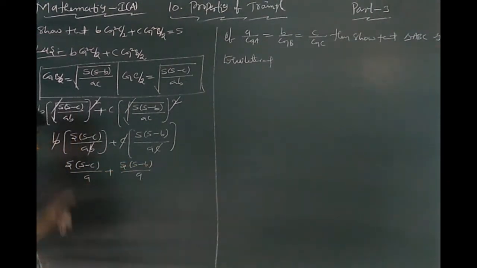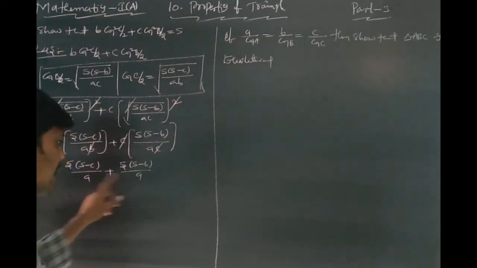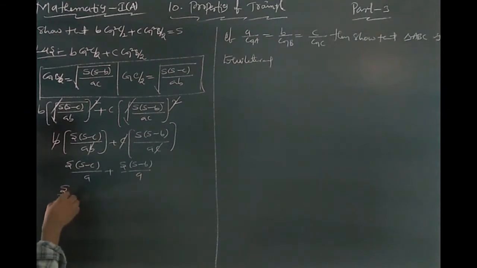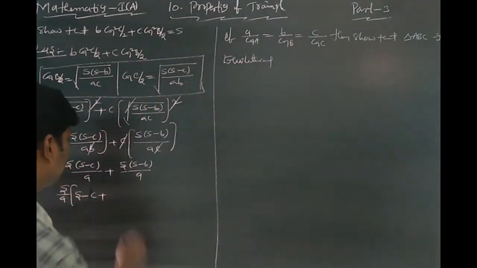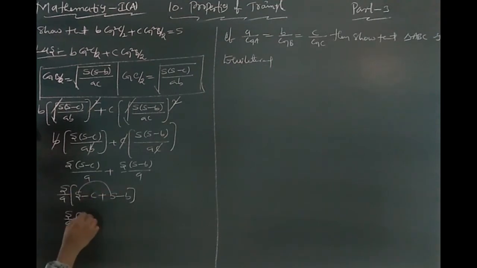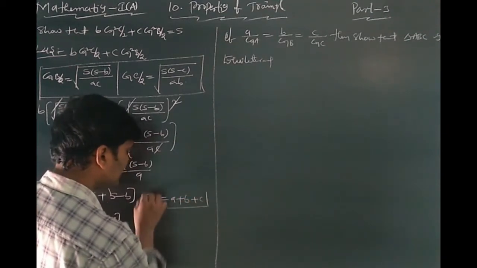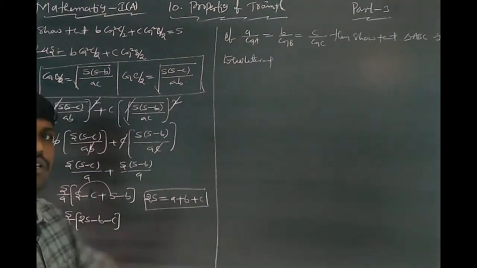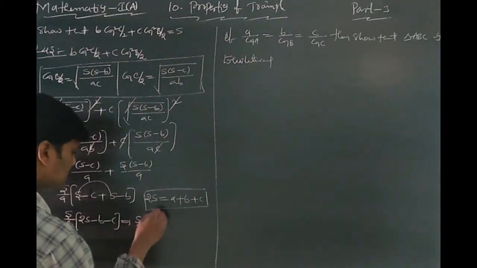In these 2 terms, numerator s common, denominator a common, s by a common. Remaining what here? s minus c plus s minus b. After that, s by a, s plus s, 2s minus b minus c. What is the value of 2s, students? 2s is nothing but the perimeter of the triangle. 2s equal to a plus b plus c. That's why I can write 2s equal to a plus b plus c.